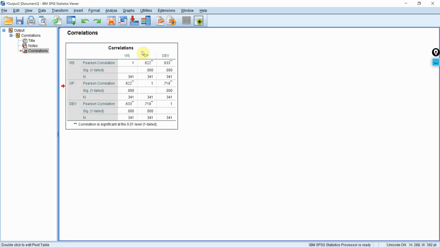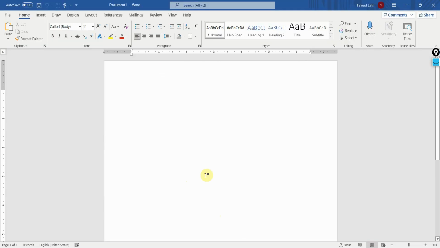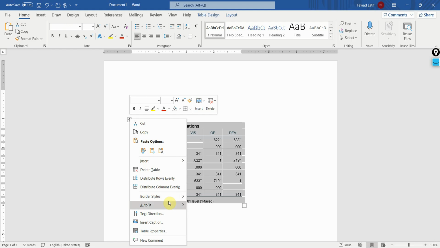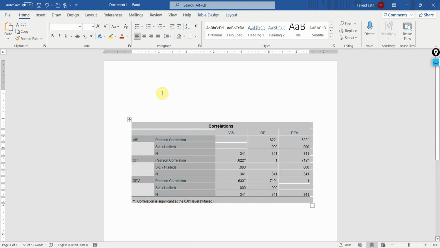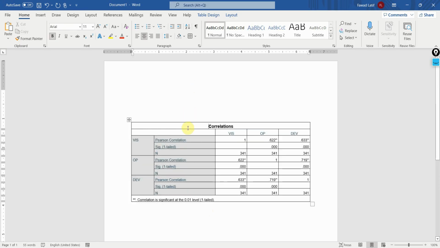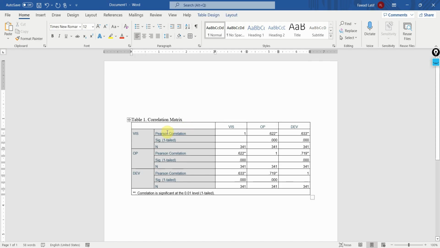Now here is your correlation matrix. Let's format it in a Word document. First thing, right click here, auto fit to window, add your borders. Now let's say Table 1, correlation matrix. I do not need this cell here, remove it. And I just need correlations.